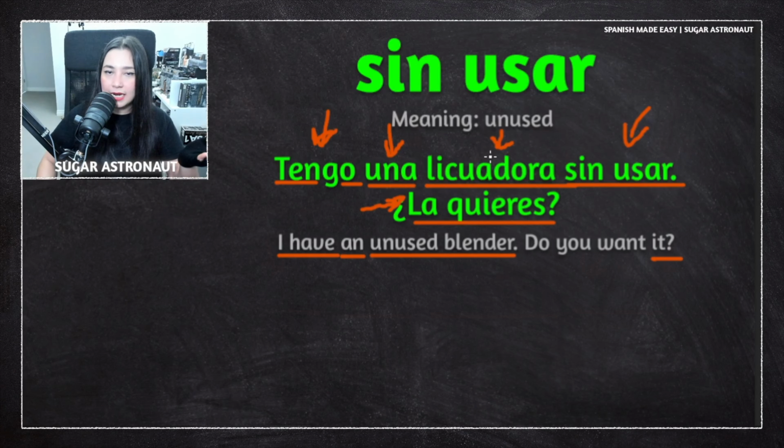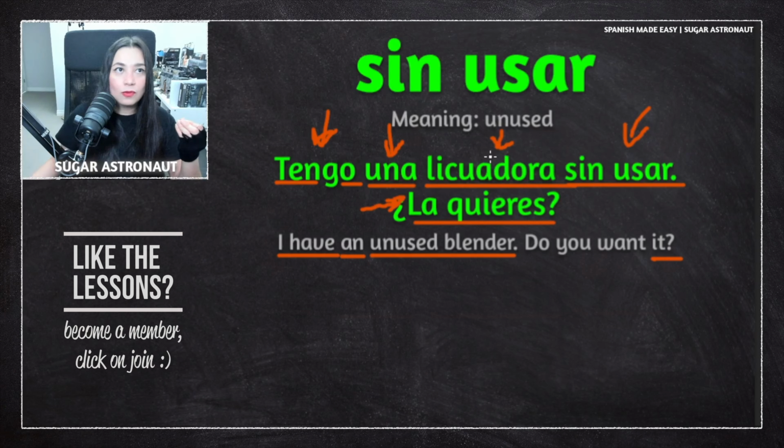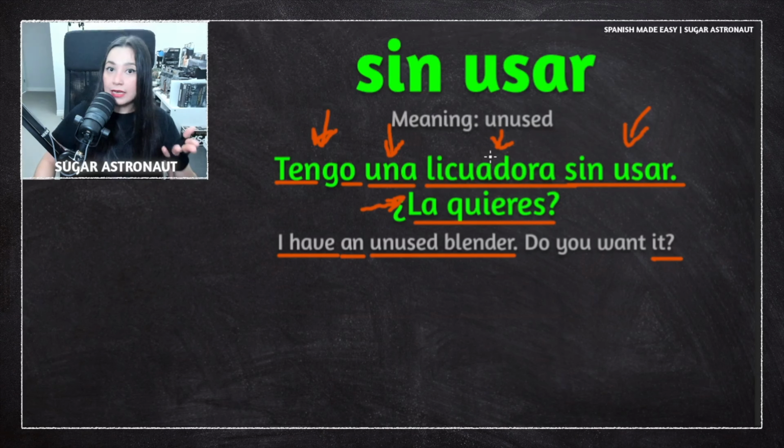La manzana. Tengo una manzana. ¿La quieres? I have an apple. Do you want it? Tengo una mochila. I have a backpack. ¿La quieres? Do you want it? Tengo una piña. I have a pineapple. ¿La quieres? Do you want it? Okay, so I think you got the point there.